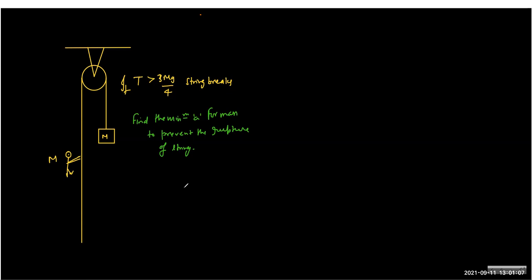Now, also you need to decide whether he should climb up or go down. So he should go down, so that mg will be greater than T, or T is greater than mg, correct? So how much should the T be? The T we have fixed at 3mg/4, right?